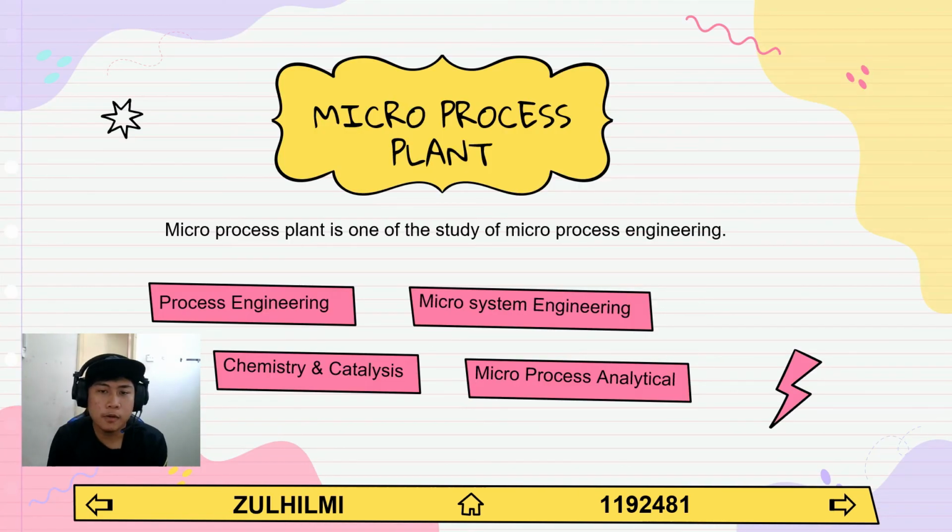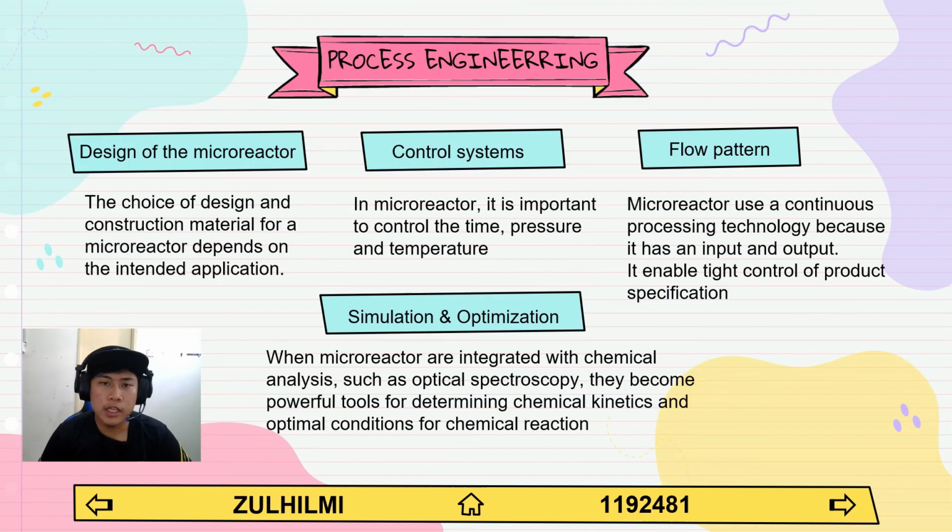Next is the microprocess plant. What is a microprocess plant? A microprocess plant is one of the studies of microprocess engineering. It is divided into four: process engineering, microsystem engineering, chemistry and catalysis, and lastly microprocess analytical. Okay, I will explain about the process engineering.